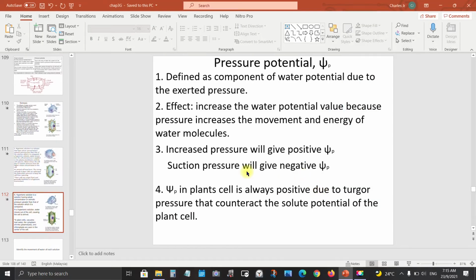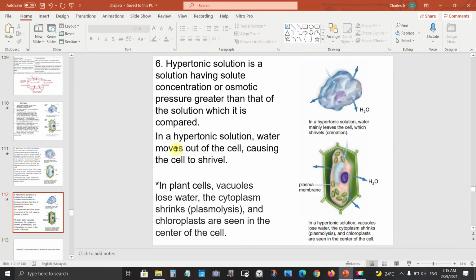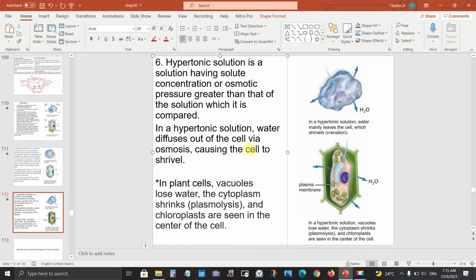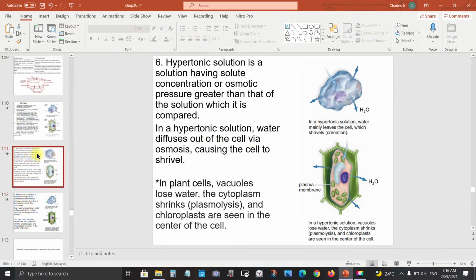Now I need to add in here, I need to repair here: water diffuses out of the cell via osmosis. I need to stress the words diffuses via osmosis, because this involves movement of water through a semi-permeable membrane. And usually candidates in the exam, if you write that water moves out of the cell without the word diffuse or osmosis, it is wrong.